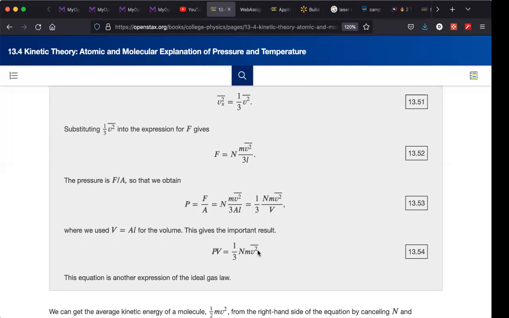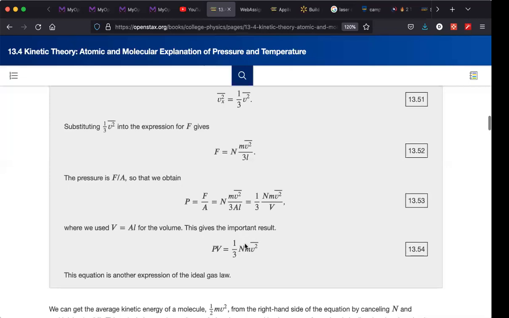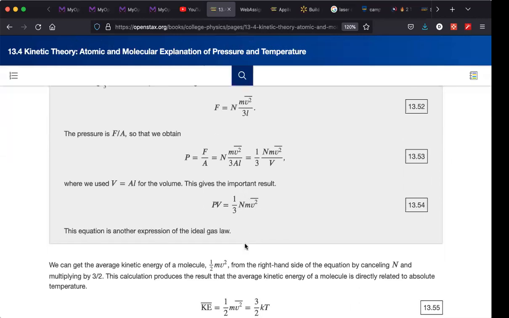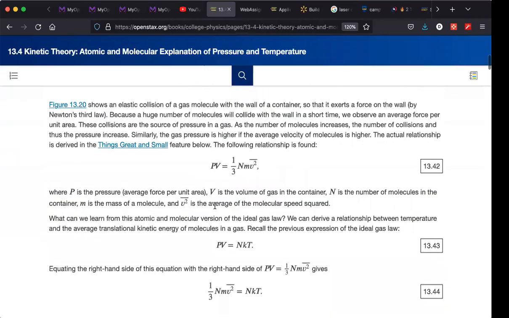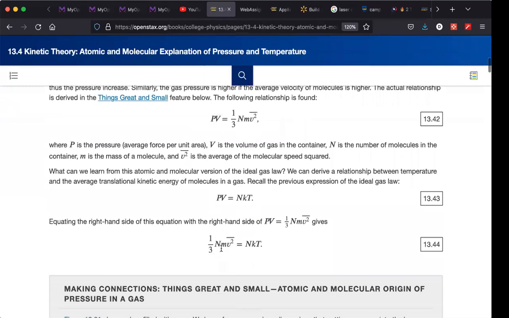But on the right side, it's not equal to nRT or nKT. It's equal to 1/3 N mv squared, which looks kind of like kinetic energy. Not exactly, but it's pretty close, right? Well, if this is equal to P times V, then it's also equal to nKT right here, or nRT.